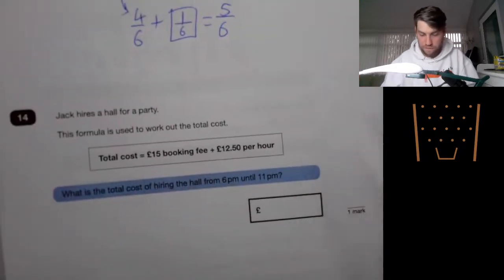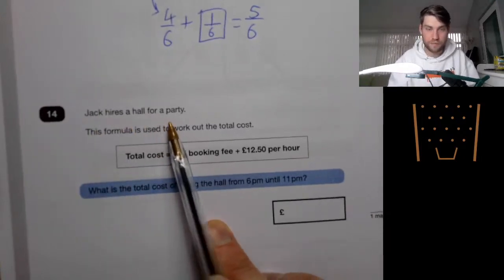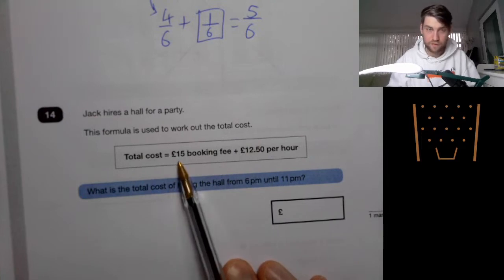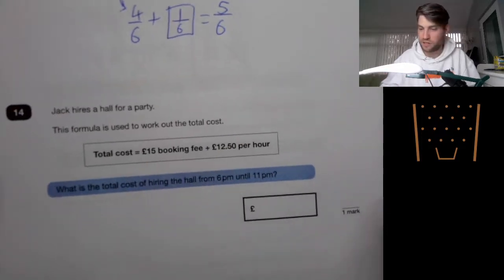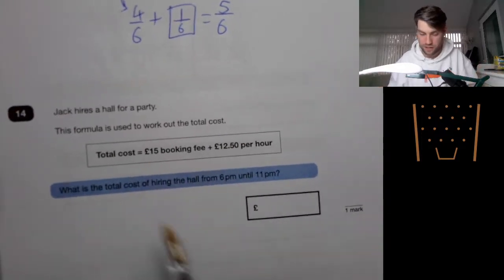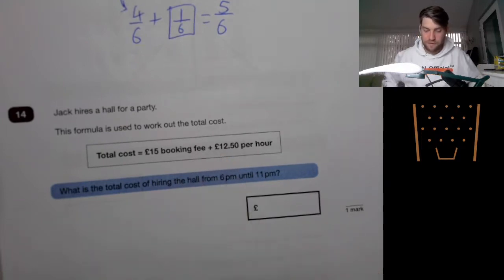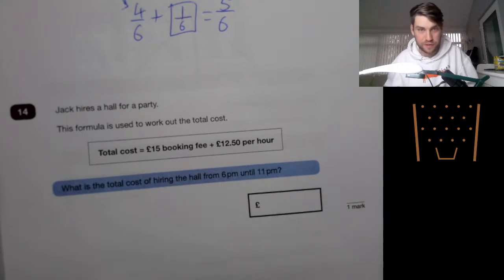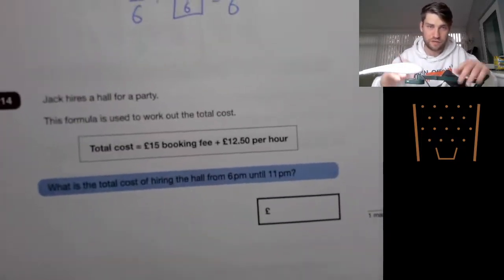All right, question 14. Jack hires a hall for a party. This formula is used to work out the total cost. So £15 booking fee, pretty standard actually. It relates to real life quite well, this. Plus £12.50 per hour. What is the total cost from hiring the hall from 6 p.m. until 11 p.m.? So it's testing your skills of time here.